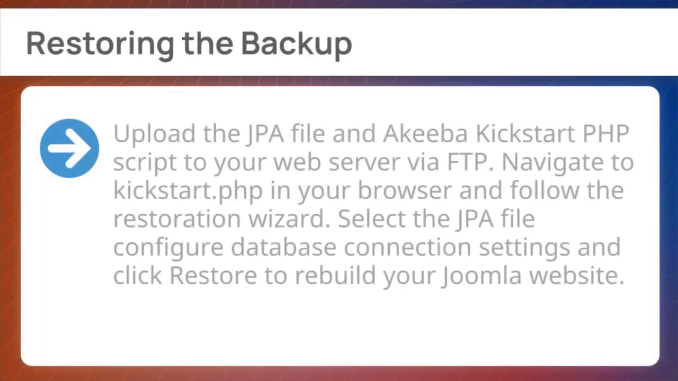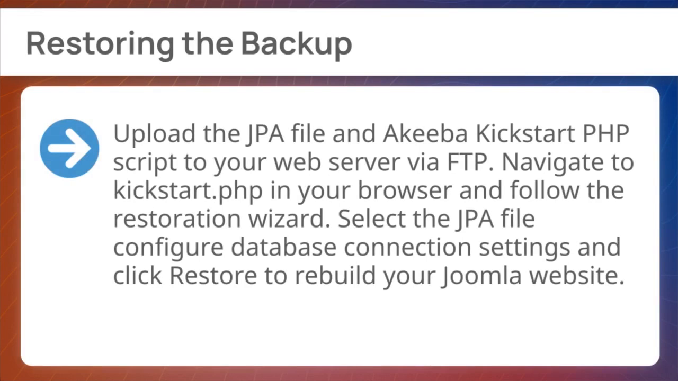First, restoring the backup. Upload the JPA file and Akeeba Kickstart PHP script to your web server via FTP. Navigate to Kickstart PHP in your browser and follow the restoration wizard. Select the JPA file. Configure database connection settings and click Restore to rebuild your Joomla website.